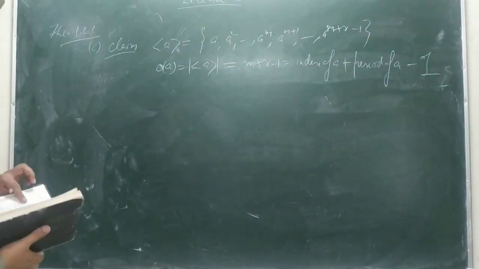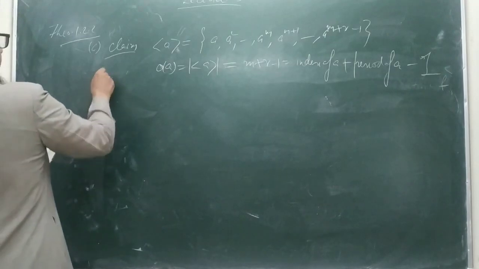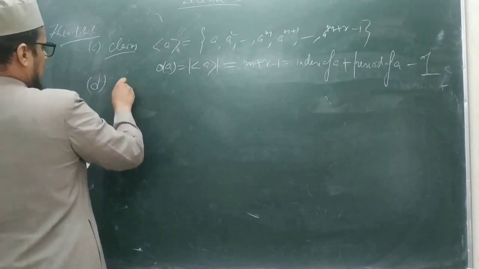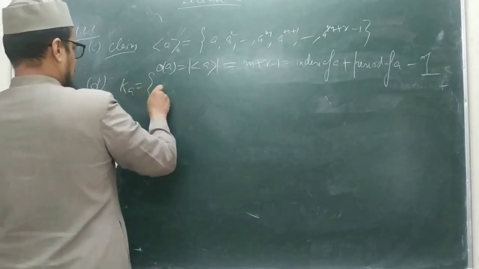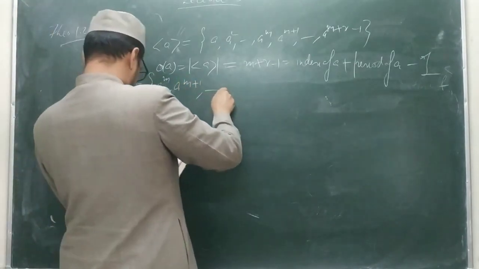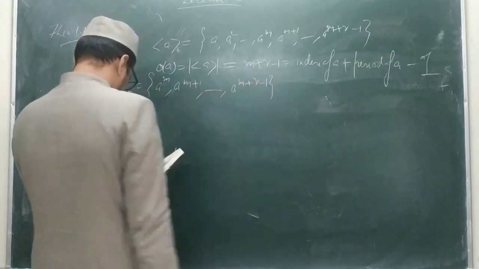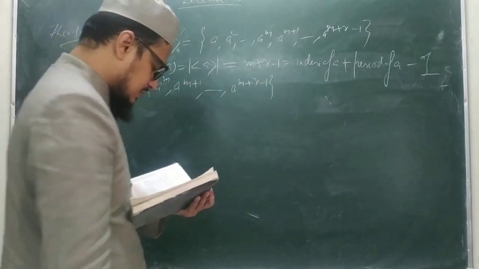Now finally we will try to prove the fourth part. What is the fourth part? Part D, that is, the set {a^(m+1), and so on, a^(m+r-1)}. We have to prove that this is a cyclic subgroup of A.